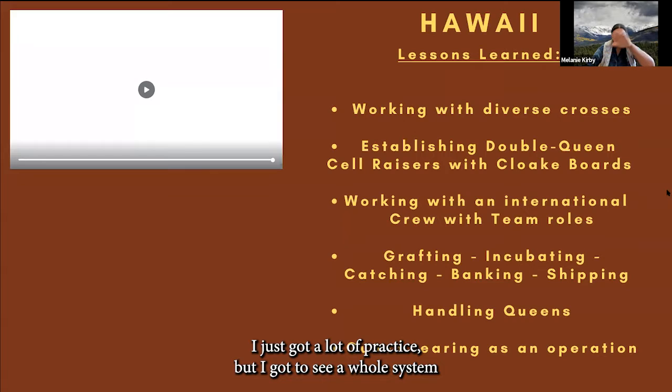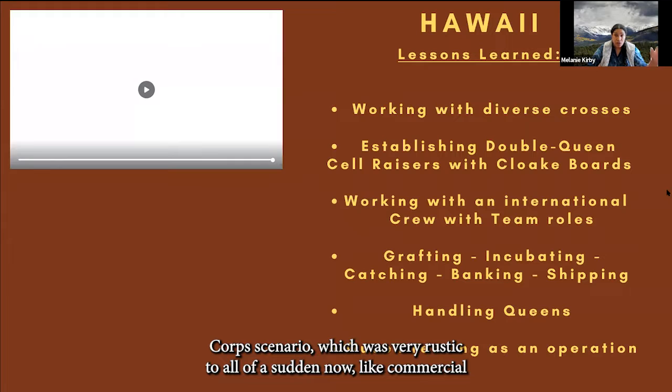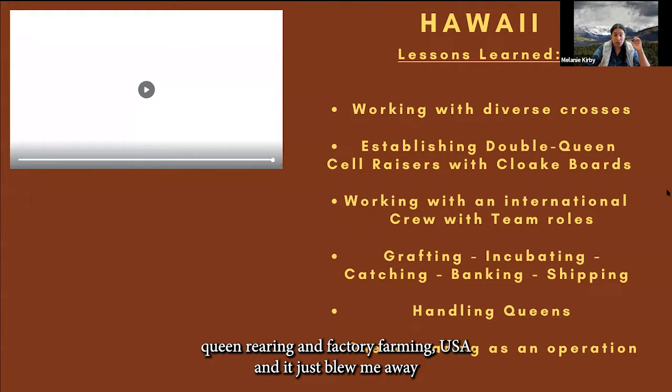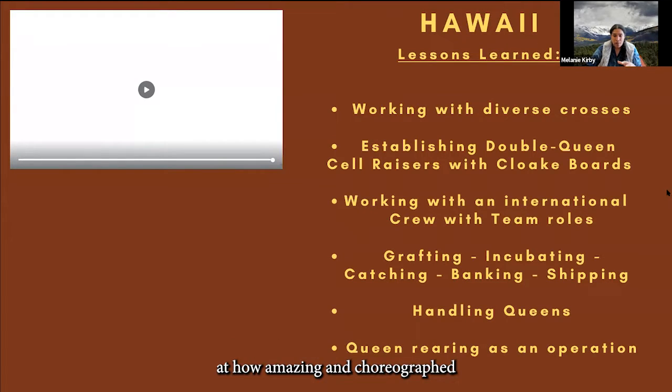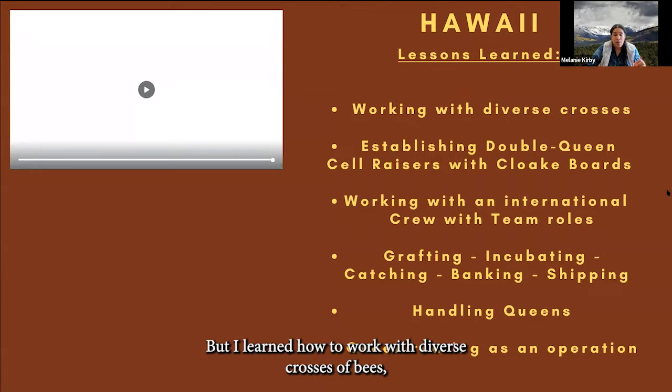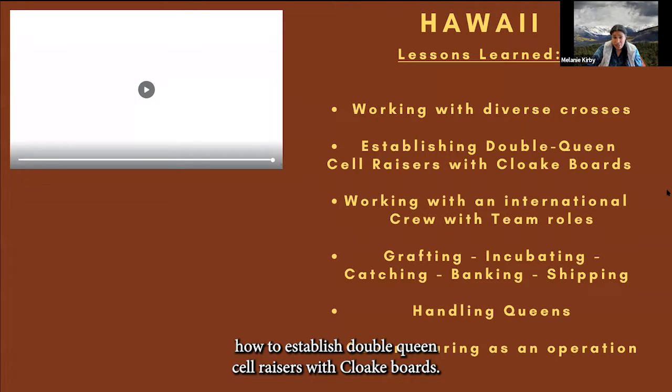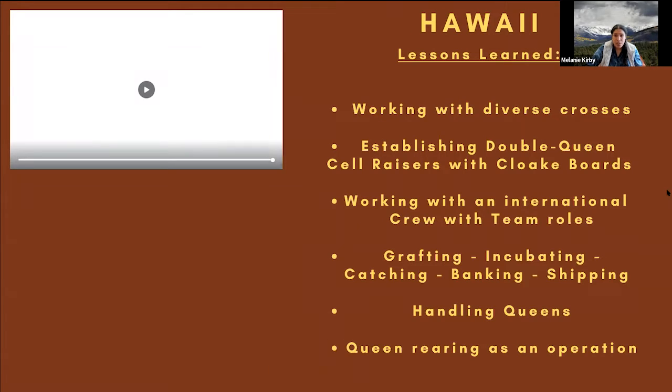But I got to see a whole system, and it just blew me away, especially starting with my Peace Corps scenario, which was very rustic, to all of a sudden now like commercial queen rearing and factory farming USA. And it just blew me away at how amazing and choreographed and coordinated their process was. But I learned how to work with diverse crosses of bees, how to establish double queen cell raisers with cloak boards. I got to work with an international crew with various team roles, and I got to kind of switch between team roles. I learned about grafting, incubating, catching, banking, and shipping queens, how to handle them.